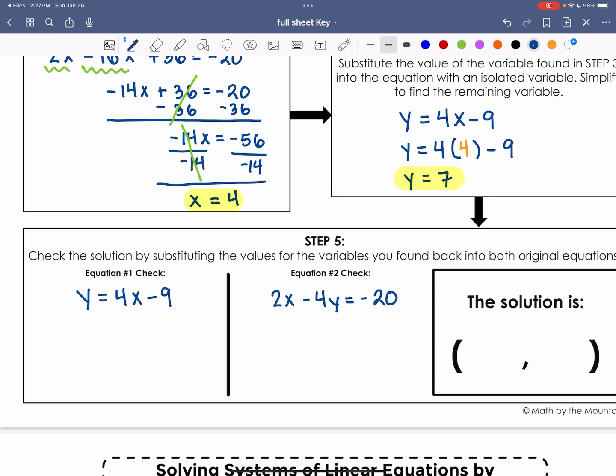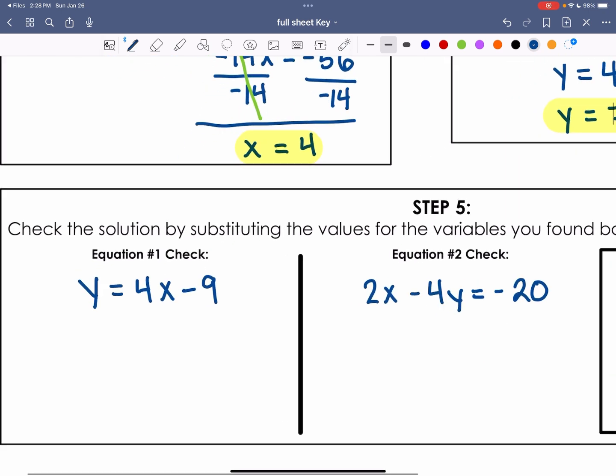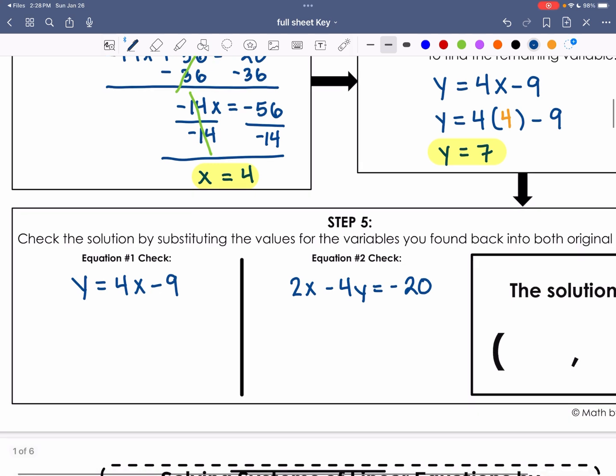So what we're going to do is everywhere it says y, we are going to write a 7. And then everywhere it says x, we are going to write a 4. And we're just going to make sure that the equations turn into true statements, since a solution is a value that makes your equation true. Or in this case, an ordered pair of values. So looking at our first one, we're going to check, does 7 really equal 4 times 4 minus 9? So you could either use order of operations, or if your teacher's okay with it, you could just type that into a calculator.